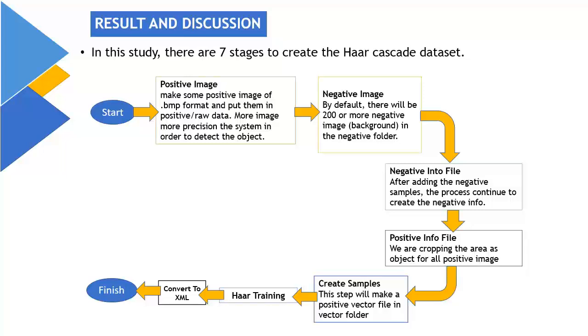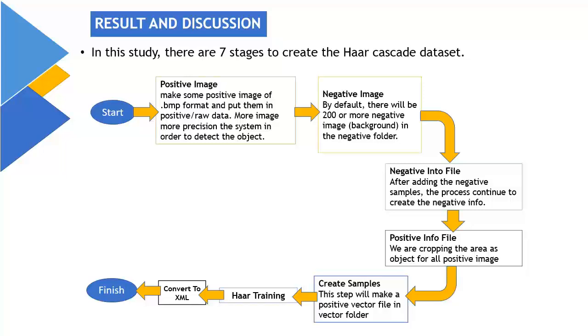For the beginning, we are creating a positive image. This step can be done by making some positive images of .bmp format and put them in positive or raw data. More images, more precision the system in order to detect the object. The second step is creating a negative image. By default, there will be 200 or more negative image background in the negative folder.